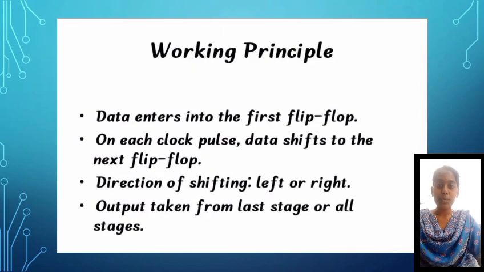Next, working principle of shift register. A shift register is made of flip-flops connected in a chain. Each flip-flop stores one bit of data. When a clock pulse comes, the data in each flip-flop shifts to the next flip-flop. New data enters the first flip-flop and the last flip-flop gives the output. The shifting can be left or right depending on how the flip-flops are connected.